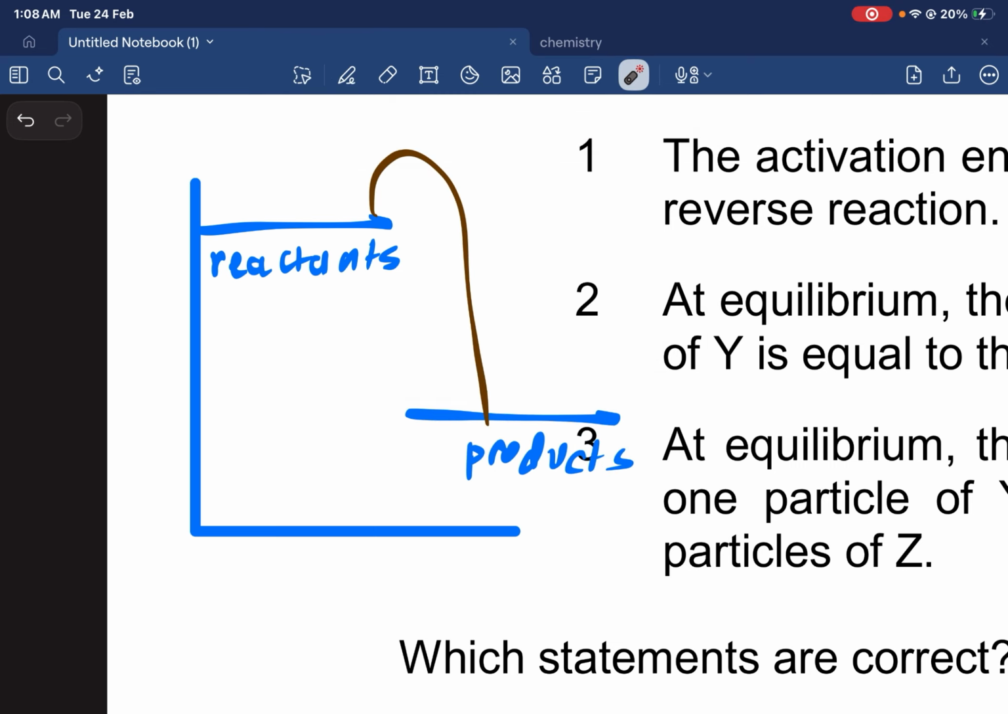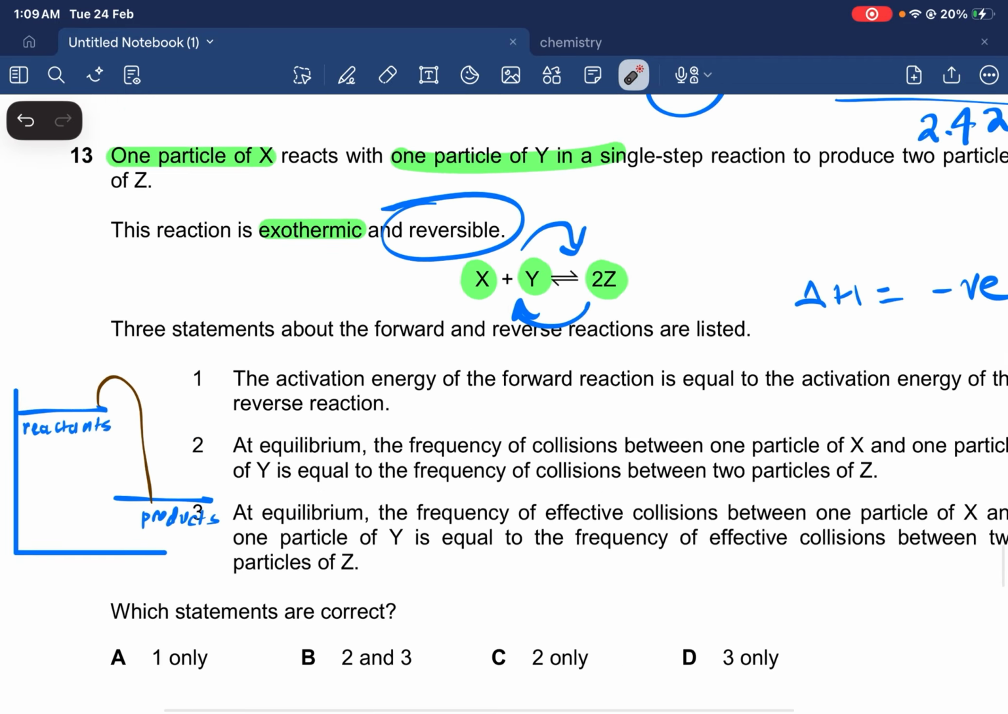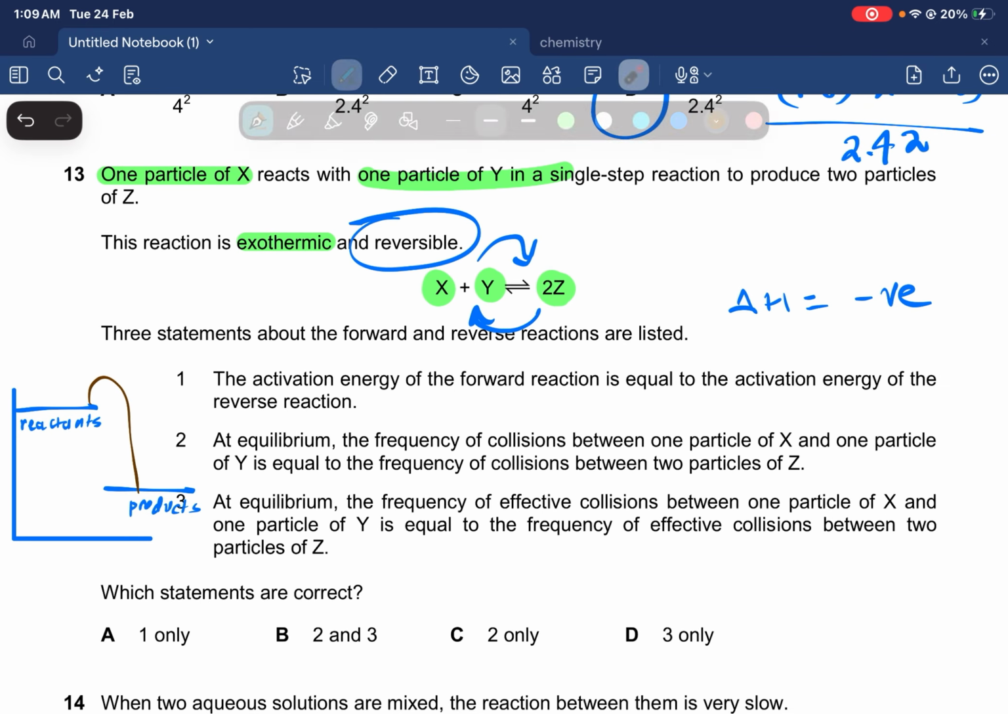For an exothermic reaction, the activation energy is this. And for the same reaction going in reverse, as an endothermic reaction, the activation energy is going to be this. So for exo, it's only this part. For endo, it's this part. So for endo, the activation energy is much more than that for exo. Got it? So option 1 is straight away wrong.